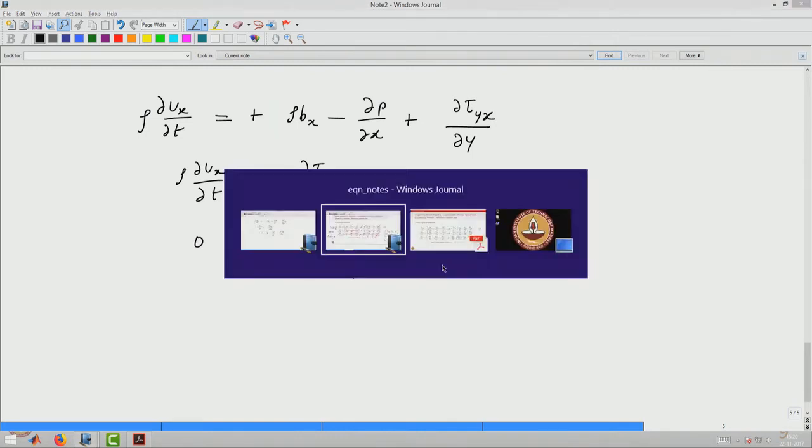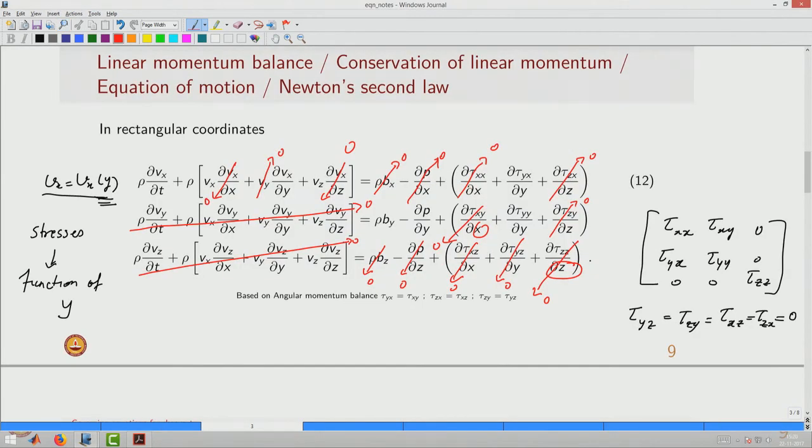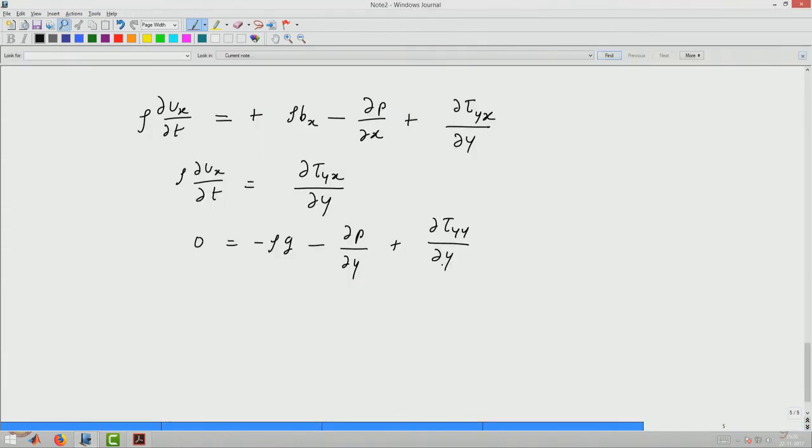So, this is the most general statement possible for parallel plate flow, and in the z direction all the terms have gone to 0. Therefore, we have only the x and y components. This is the x component of linear momentum balance and this is the y component of linear momentum balance.